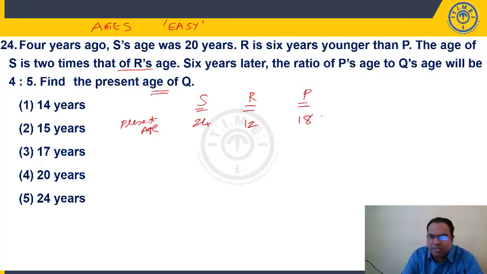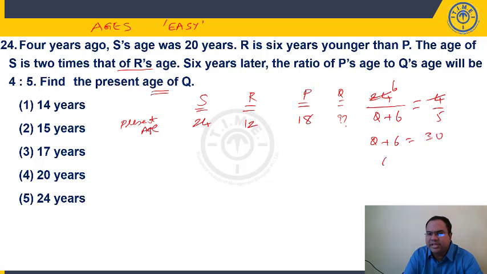So after 6 years, P's age is 24, present is 18. After 6 years means 18 plus 6, 24. Q's age we don't know, right? So we'll take it as Q. After 6 years means Q plus 6. This ratio is 4/5. 4 goes 6 times 30. Q plus 6 is 30. Q is equal to 24. 24 years is the present age of Q, present in choice 5.